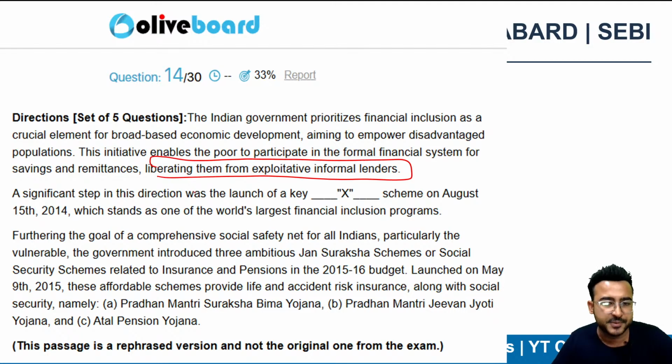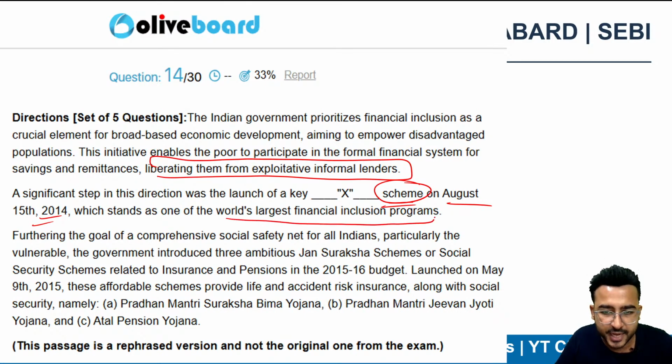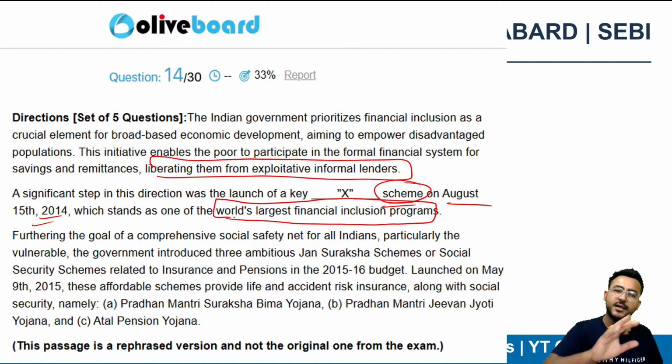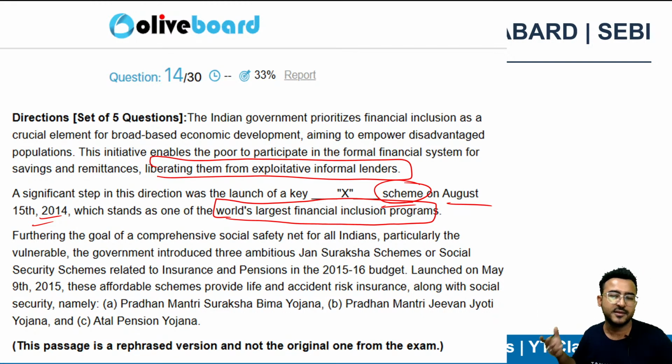A significant step in this direction was the launch of a key initiative, a key scheme. So they are talking about a scheme that came in August 2014, which will be the world's largest financial inclusion program. The question should end right here; you should already know the answer. World's largest financial inclusion program. What is the world's largest financial inclusion program, guys? Again, a very, very simple question.